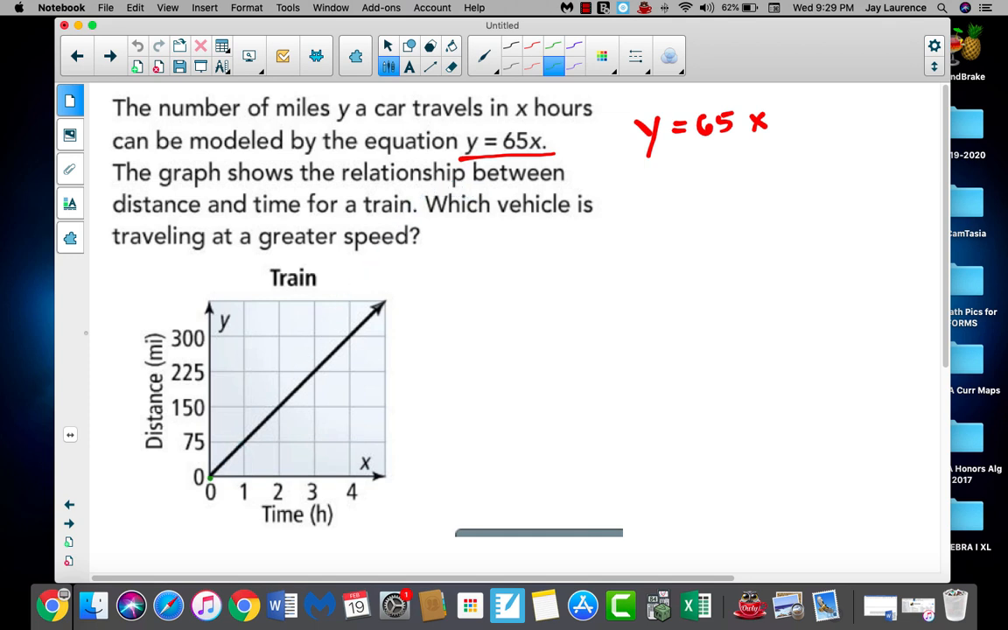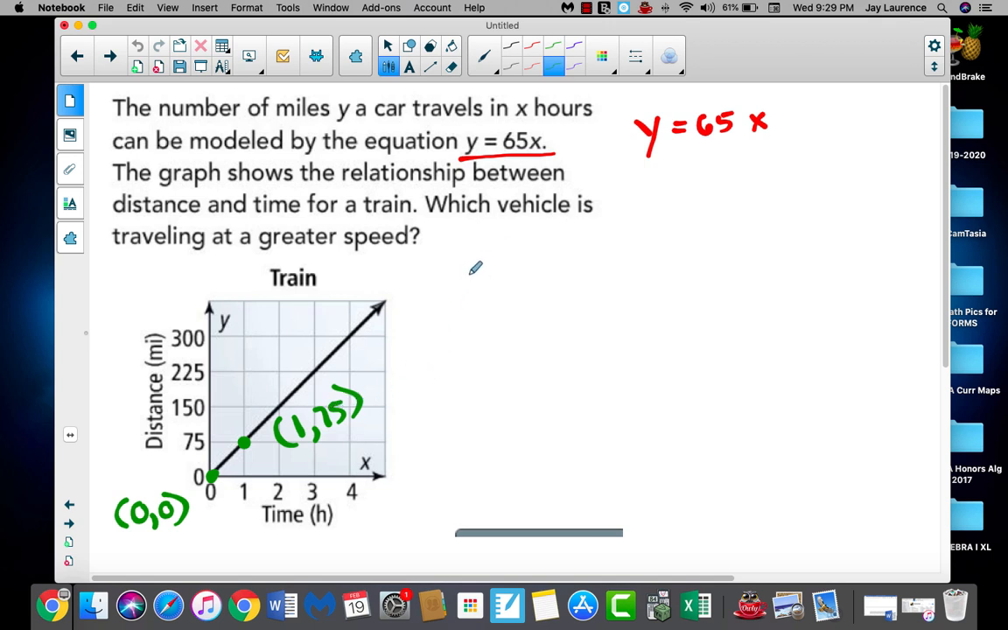Well, I need 2 points. 0, 0. Not all graphs will go through 0, 0. Just today they are, but later on they won't. And there I have the point 1, 75. Gotta rewrite that, I really don't like the way that looks. There we go.